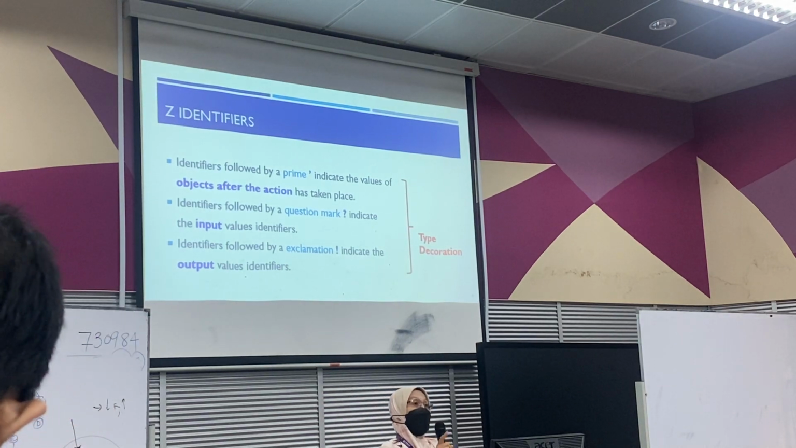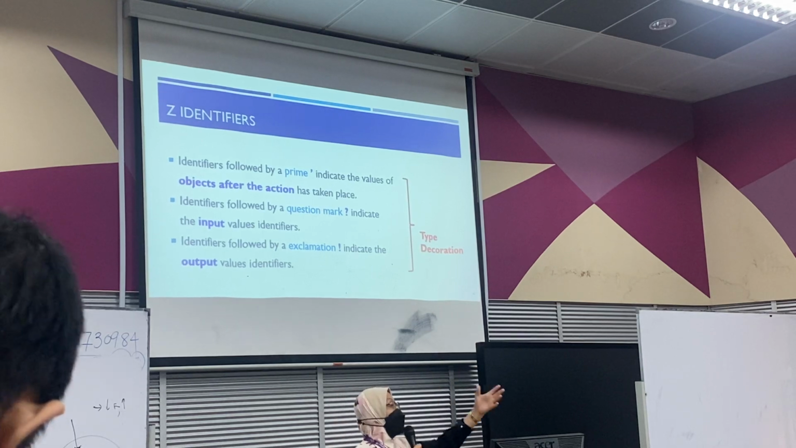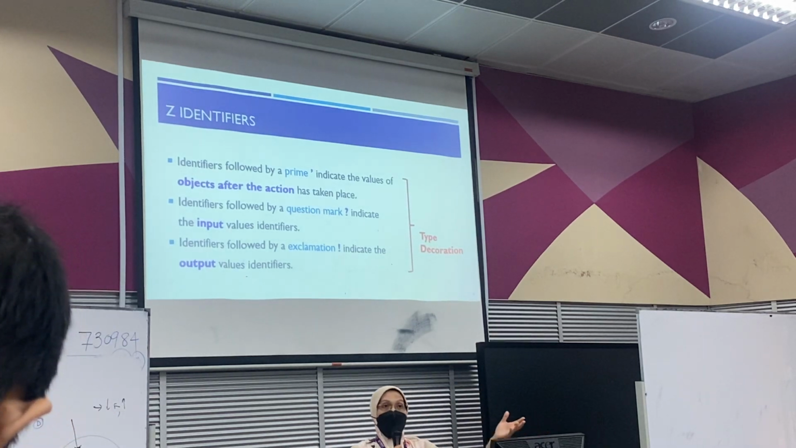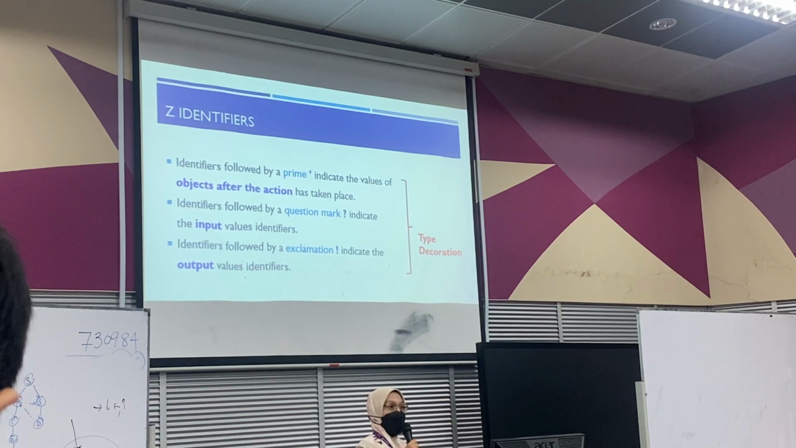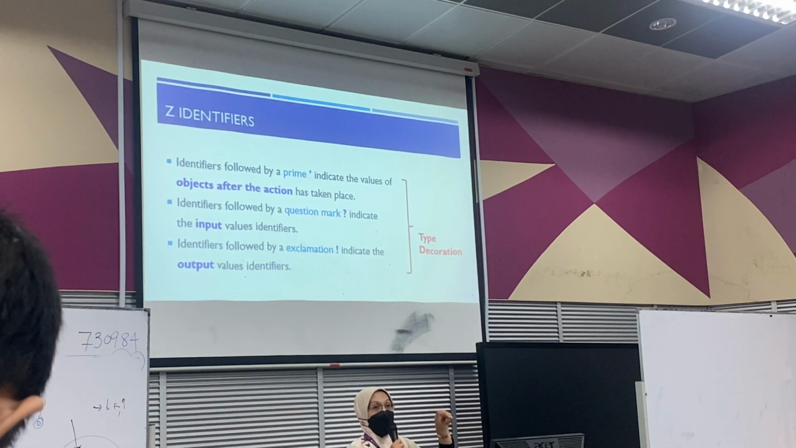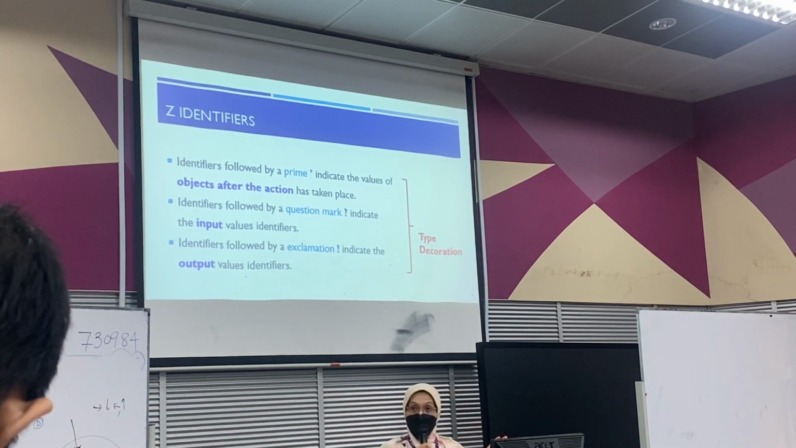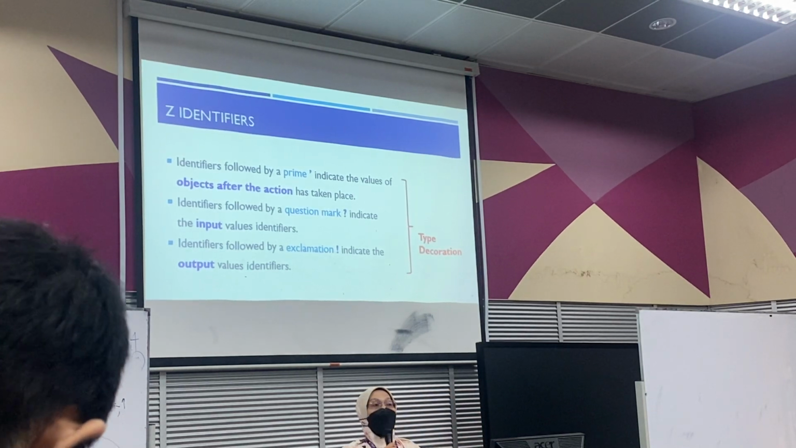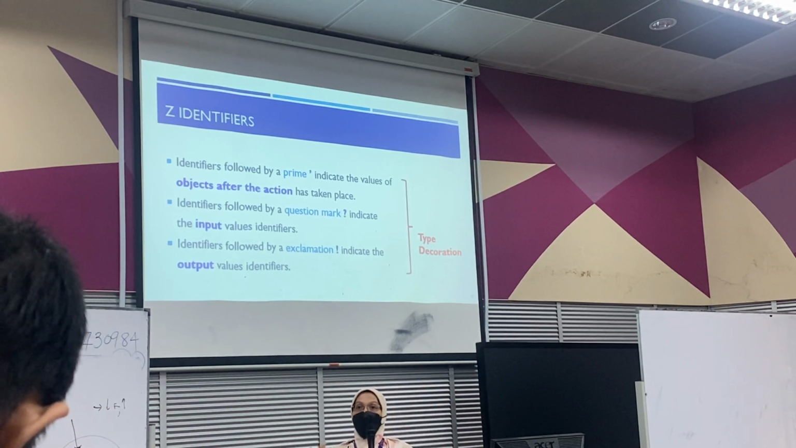So this one is to show input variable. It means that you want the user to enter the data, so your variable must have a question mark. Okay? When we see a question mark, we know that this variable is an input variable. If you have an exclamation mark, this is an output variable.